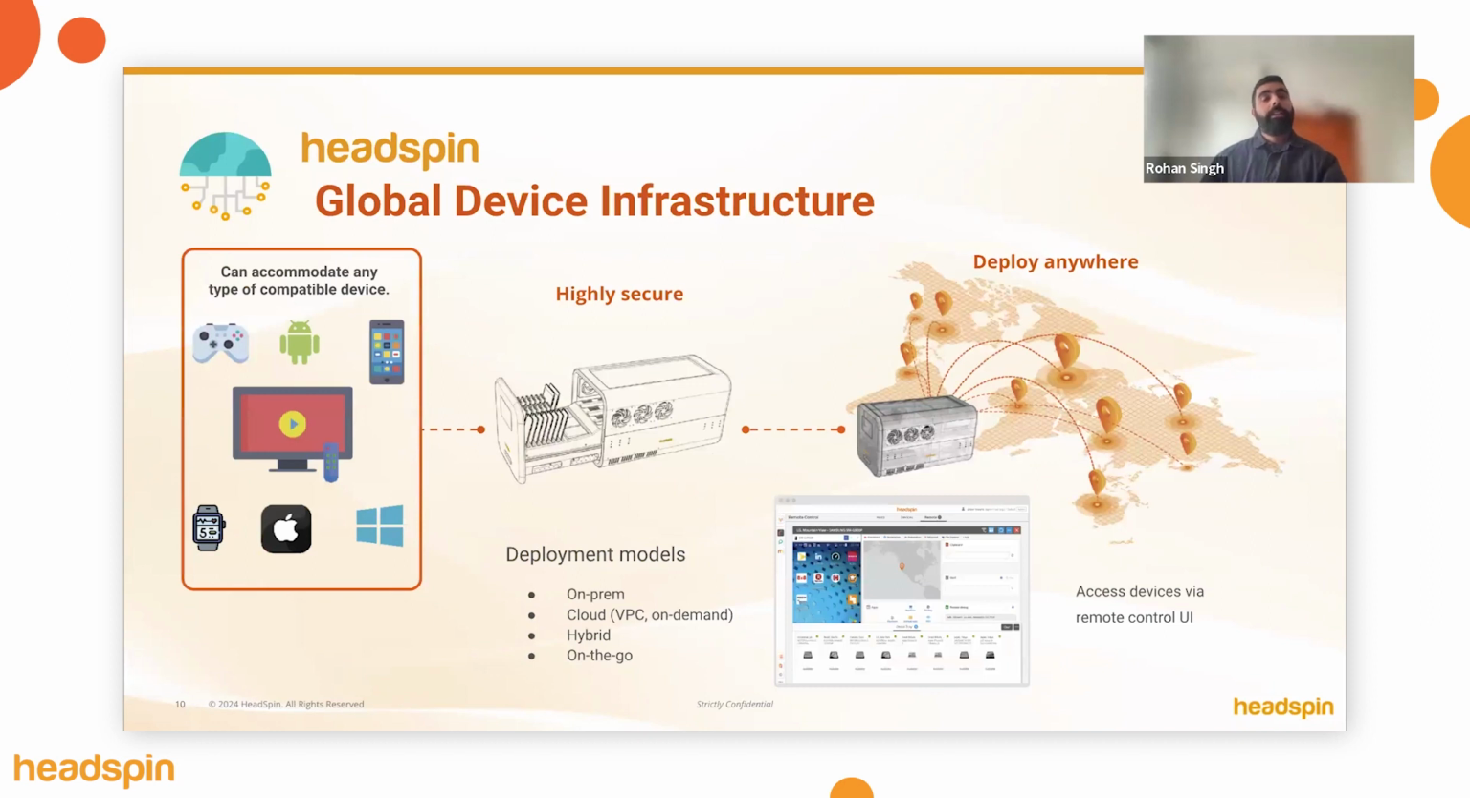A little bit more about HeadSpin. We can accommodate any type of compatible device, including Android, iOS, gaming, Apple or Android TV, and Windows devices. We place them in our highly secure HeadSpin P box, we call it, which supports up to 24 devices. It can be deployed in an isolated on-prem environment, in the cloud, hybrid, or even on the go in a car or other vehicle, and can be deployed anywhere. And that's the secret sauce to how we have up to 100 plus locations around the world for testing.